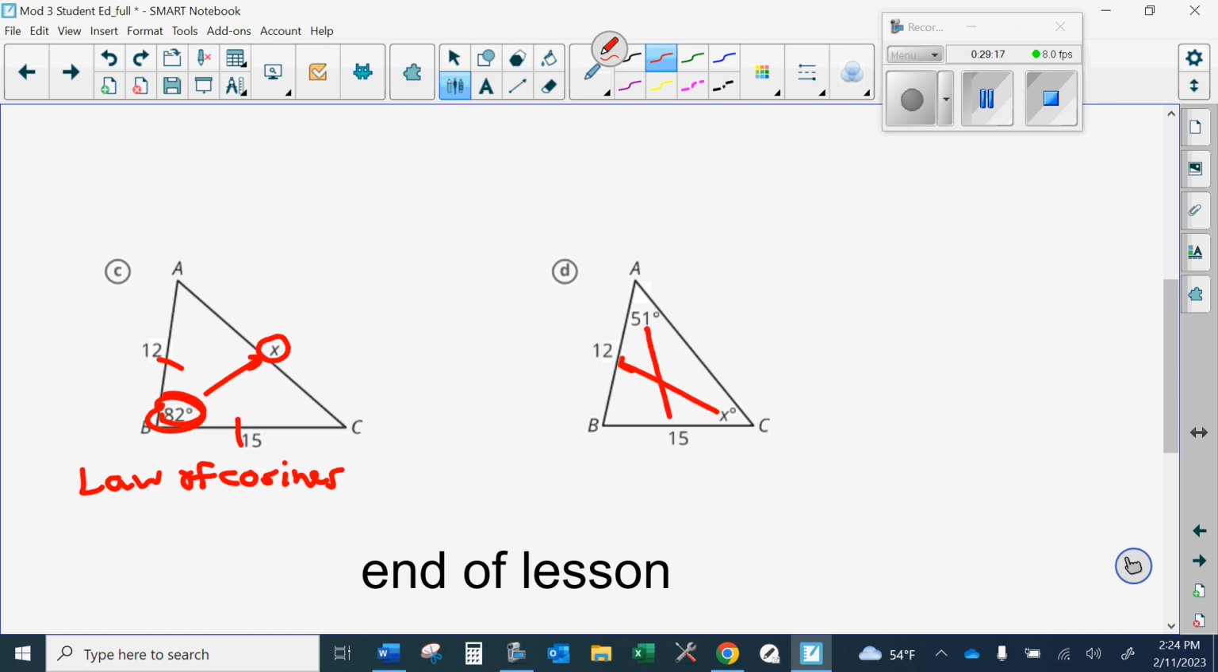Again, I have this and this. Those 2 I need. I'm only missing 1 right there. So law of sines.